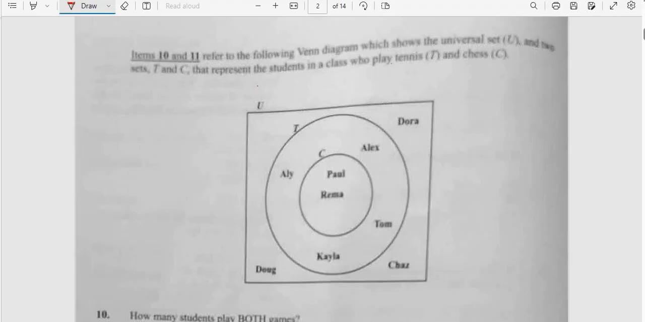Look at the next question. All right, well, this is not too clear, but I'm going to read it still. Items 10 to 14 refer to the following Venn diagram, which shows the universal set. So we have the universal set here, and we have sets T and C, as we can clearly see. We can see this is set T, this is set C. They represent the students in a class who play tennis and chess.